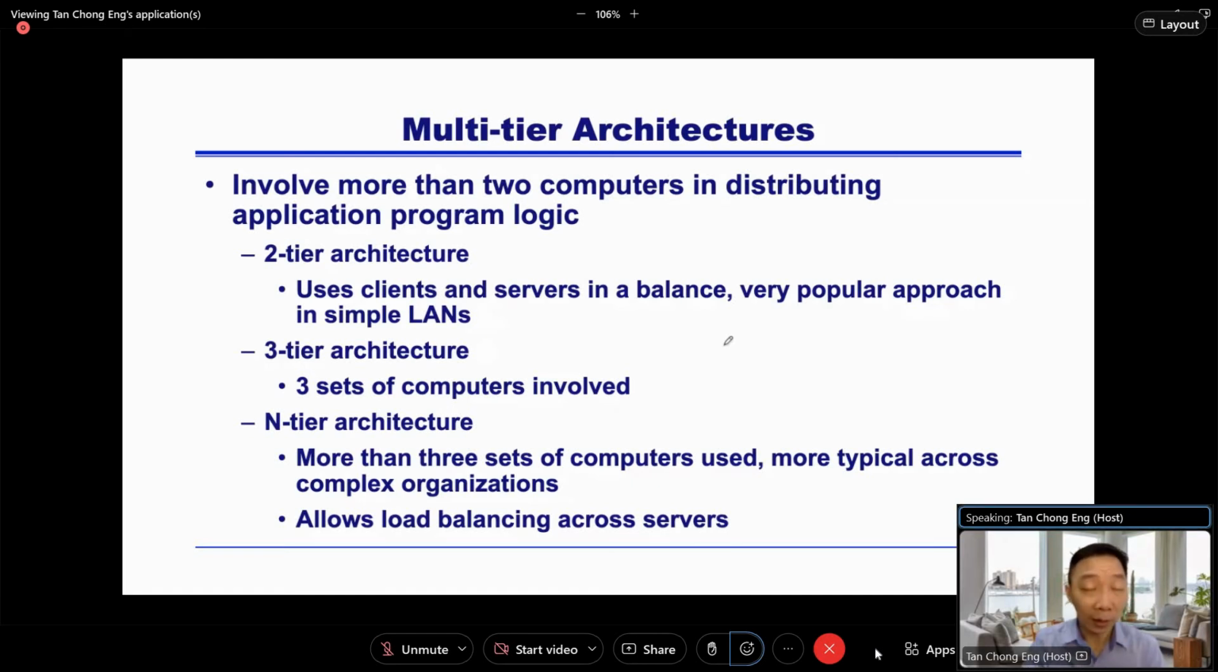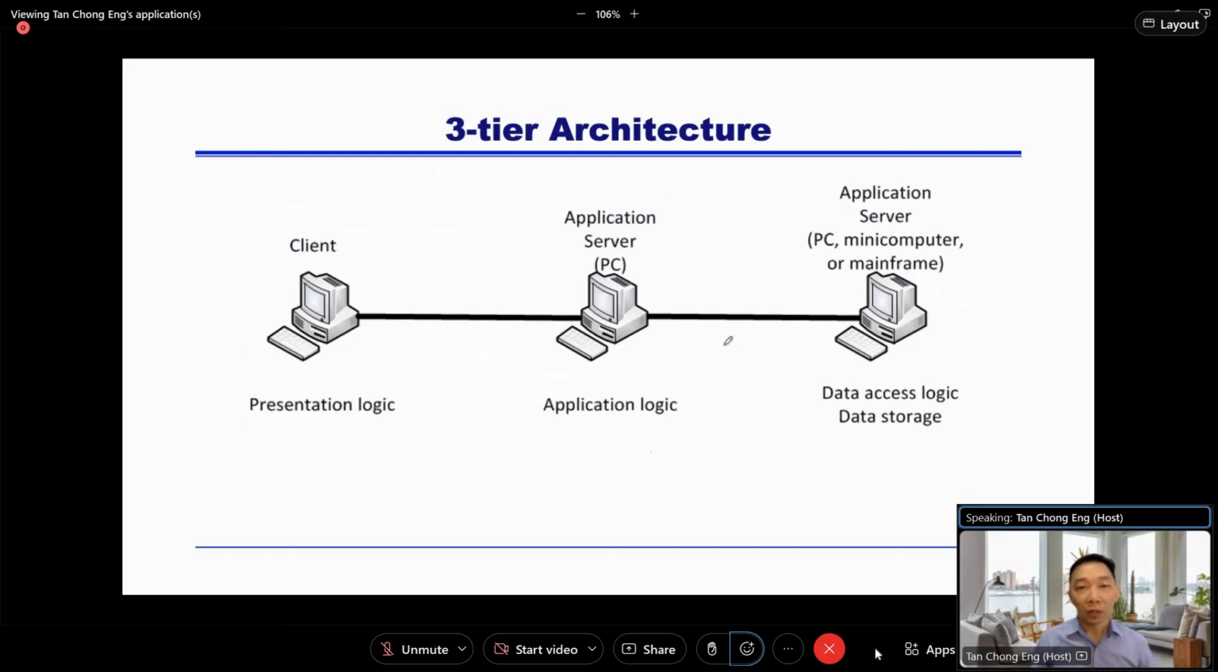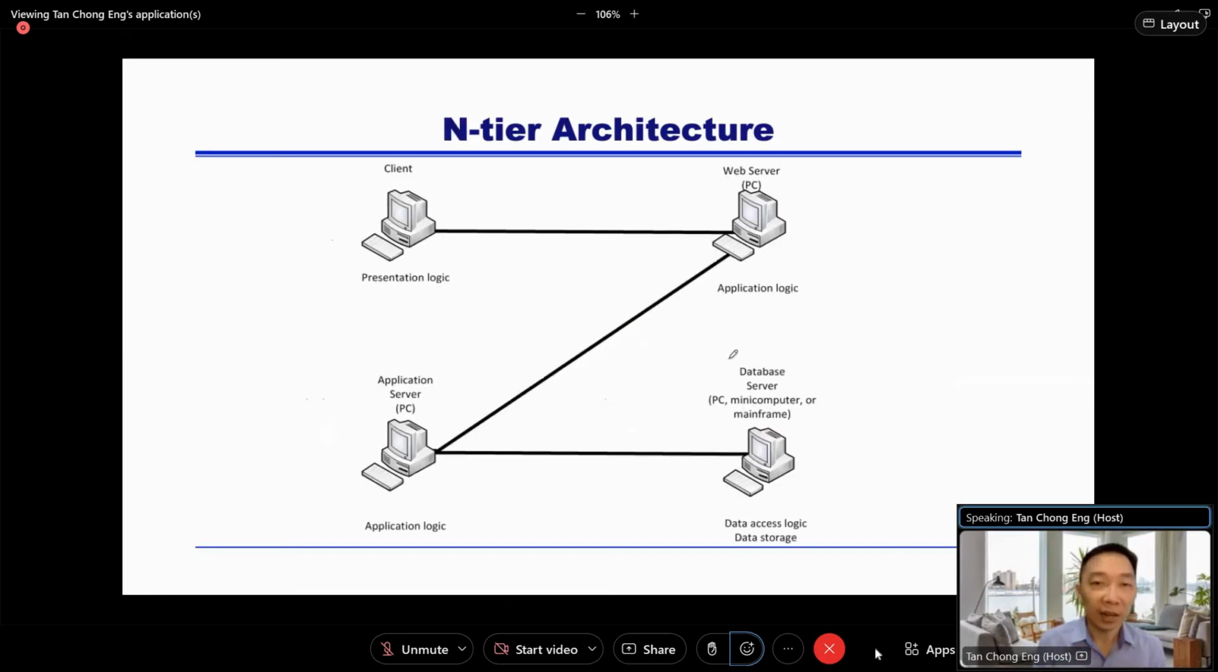Right. So let's look at the diagram for us to understand them better. This is an example of a 3-tier network. You have your presentation logic sitting at the client, application logic sitting at your application server, and then the last server is your data access logic as well as your data storage. Right? So this is how they share the load, when different tiers take over different functionality.